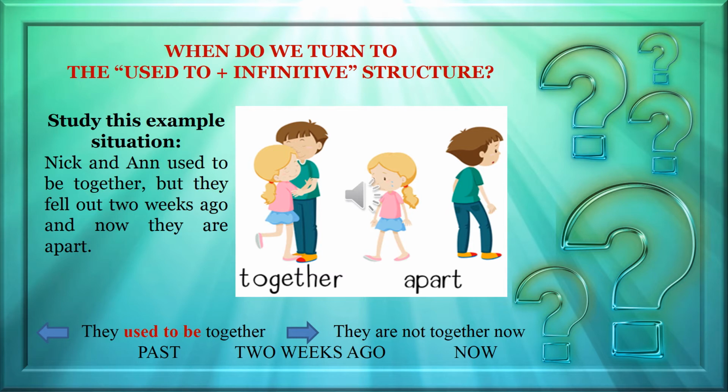Now let's analyze when we turn to the used to plus infinitive structure. Study the example situation, please. Nick and Dan used to be together, but they fell out 2 weeks ago, and now they are apart. It means they were together 2 weeks ago, but they are not together anymore.